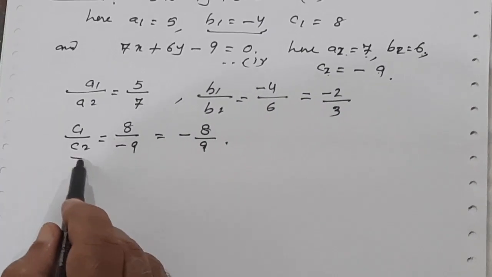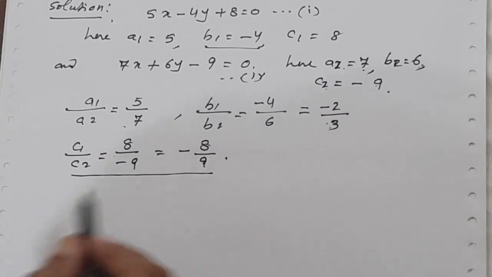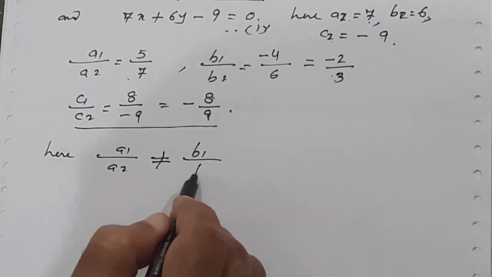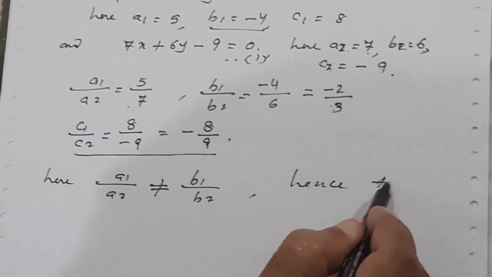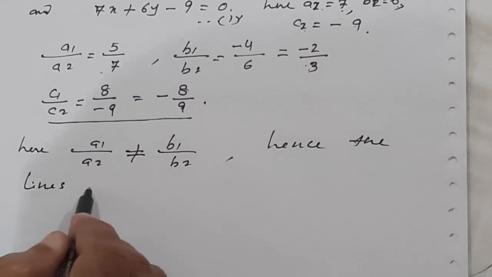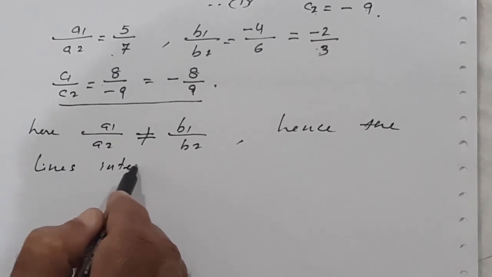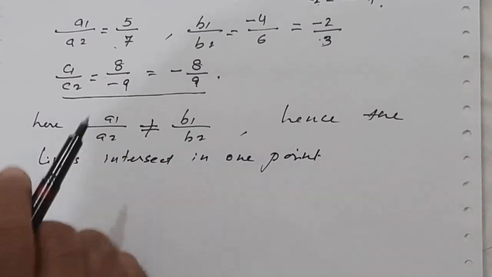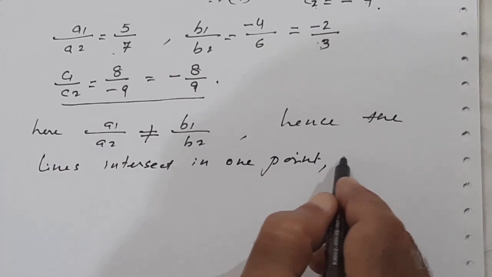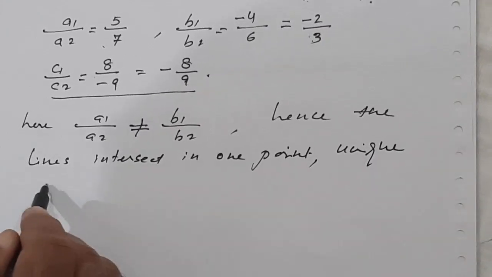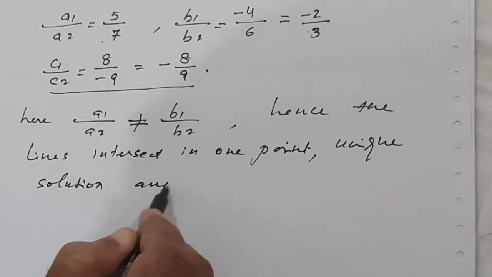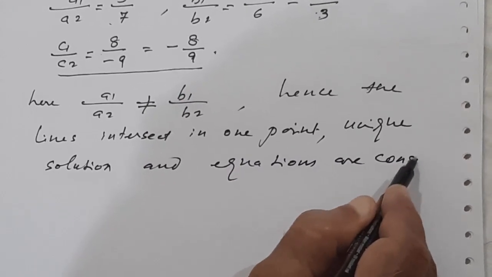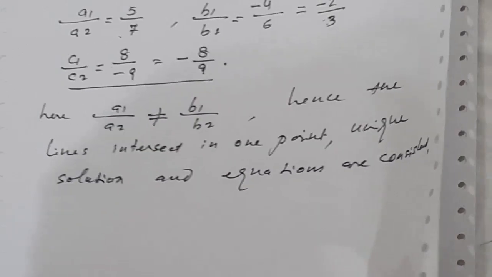So actually there is no need to find out this one, when here only directly we can compare. So here A1 upon A2 is not equal to B1 upon B2. Hence, the lines intersect in one point, because this is the first condition, they have unique solution, and equations are consistent. So this is your first example.